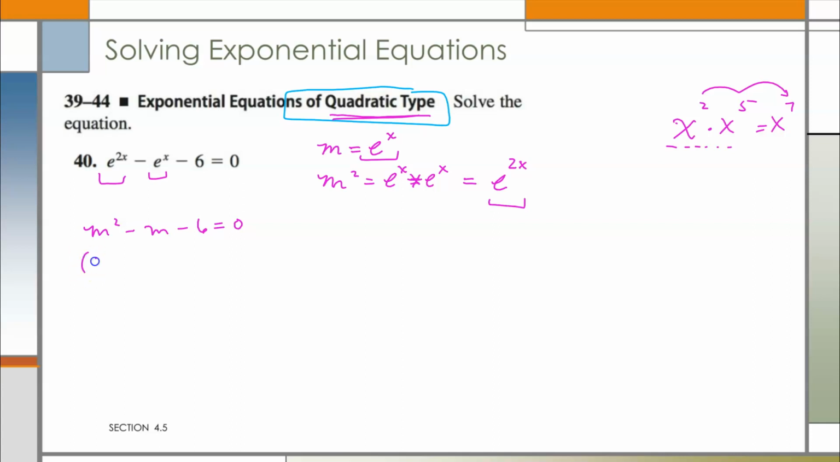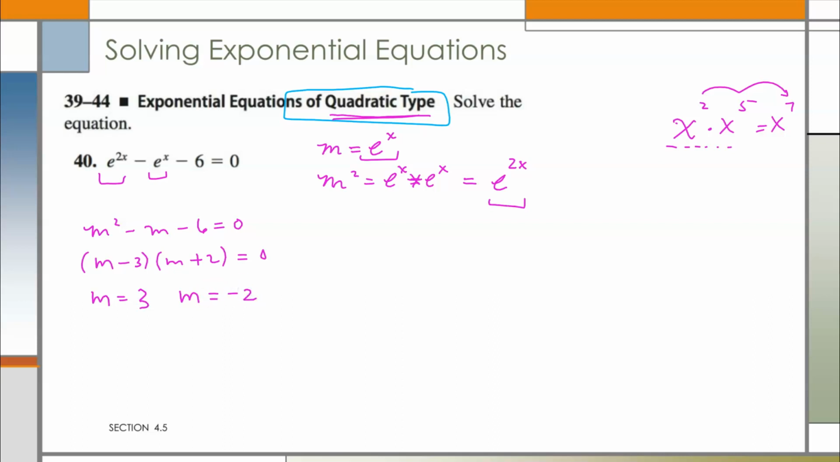Okay, so here, to solve a quadratic, factor or use the quadratic formula, so that would be m minus 3, m plus 2. We set each factor equal to 0. Here we're going to get m is equal to 3. Here we're going to get m is equal to negative 2.